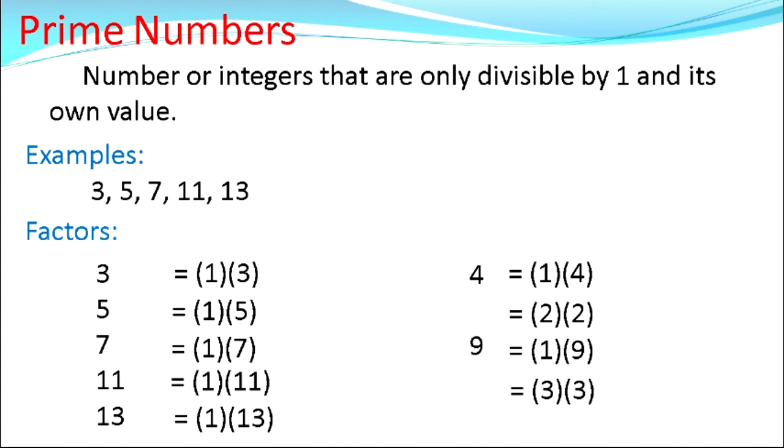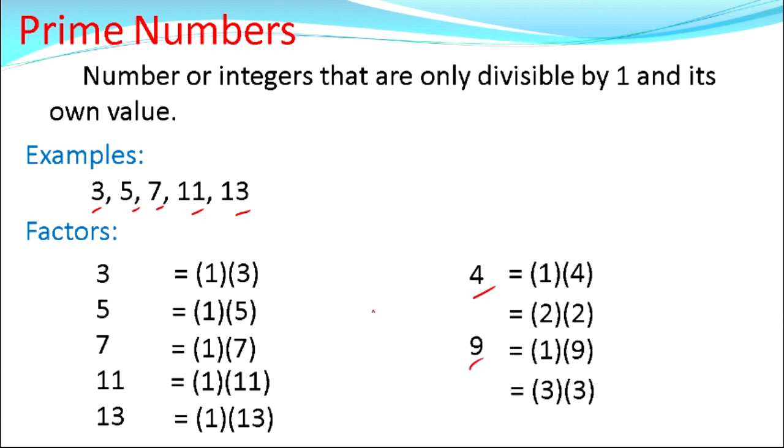So, pag sinabi natin prime numbers, that is any number or integers that are only divisible by 1 and its own value. So, for example, meron tayo dito 3, 5, 7, 11, and 13. These are all prime numbers. Kasi pwede mo lang siyang i-divide by its value or by 1. So, katulad nito, yung 3 is only divided by 3 at saka 1. 5 din, ganon. And then also 7, 11, and 13. So, whenever you encounter a certain number na nag-divide lang by itself at saka by 1, that is a prime number.